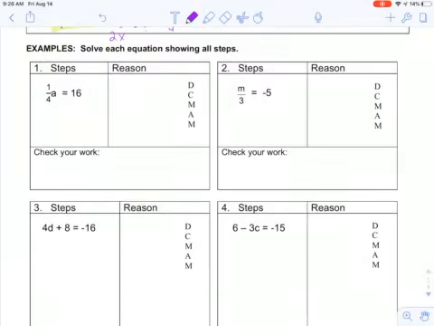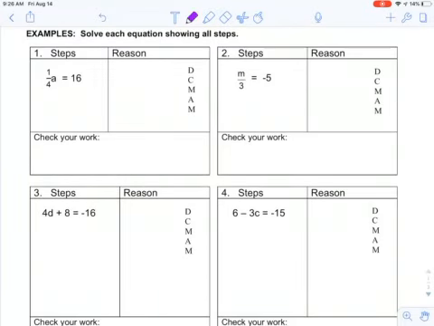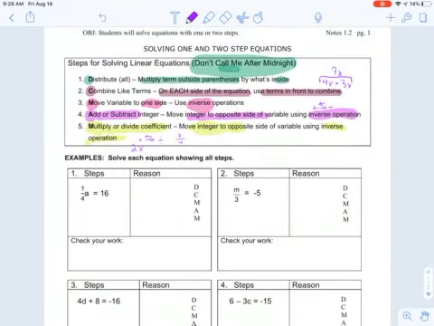Number 1, our problem is 1/4 times a is equal to 16. So if I think through my steps, don't call me after midnight, I do not need to distribute because there are no parentheses. Combine like terms, there are no like terms on the left side, there are no like terms on the right side. Move the variable, I only see the variable in one place, so I don't need to move it. Add, subtract, there is no addition or subtraction.